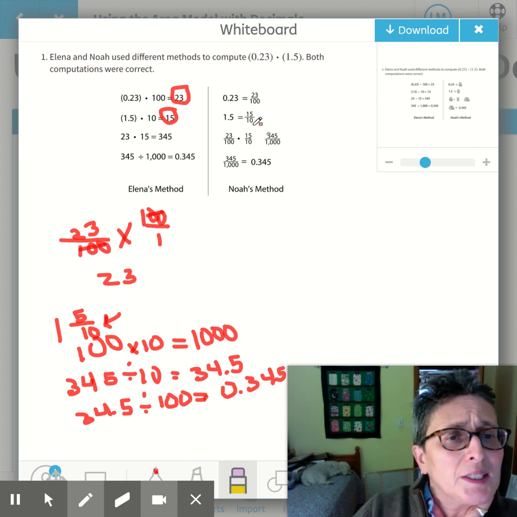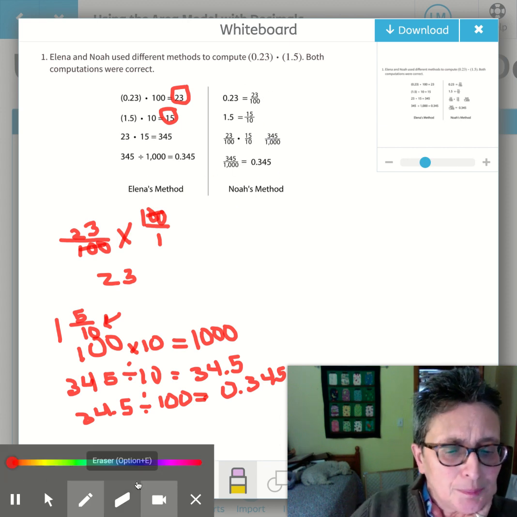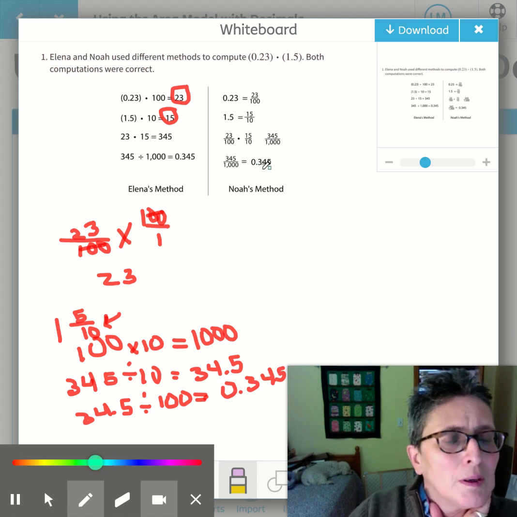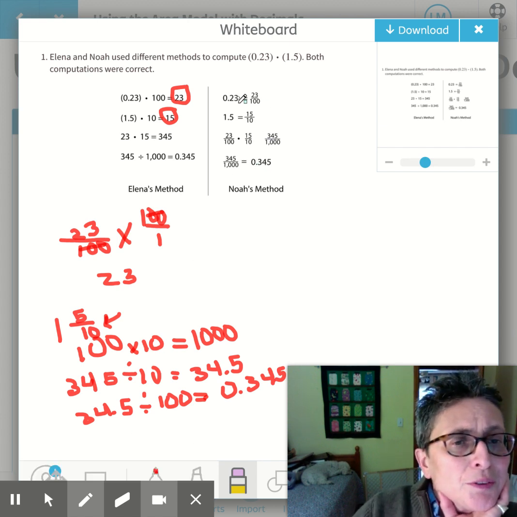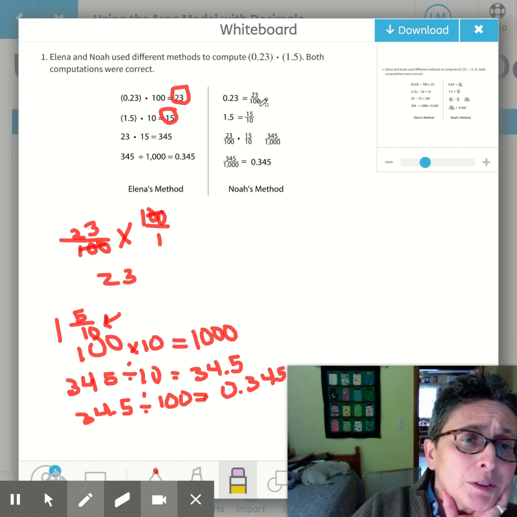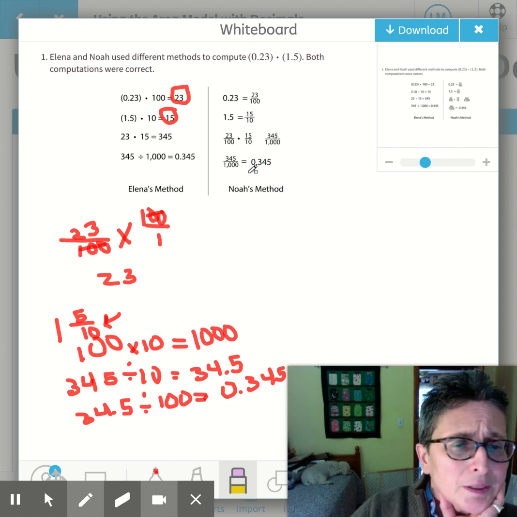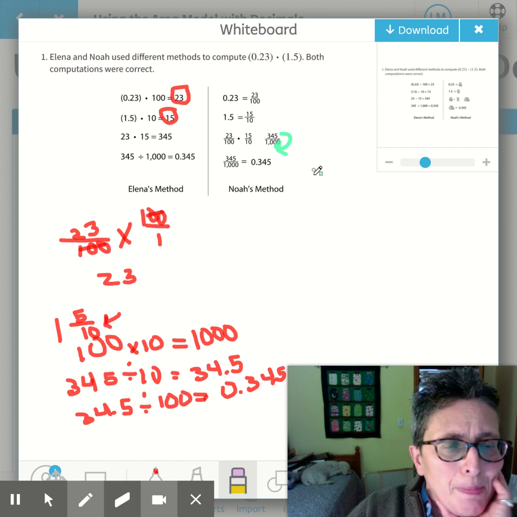Noah, on the other hand, just decided to make his fractions. He turned 23 hundredths into 23 hundredths as a fraction, and 1.5 into 15 tenths. He multiplied the whole thing and got the same thing as Elena. And he's got his decimal, and he just turned it back into a fraction.